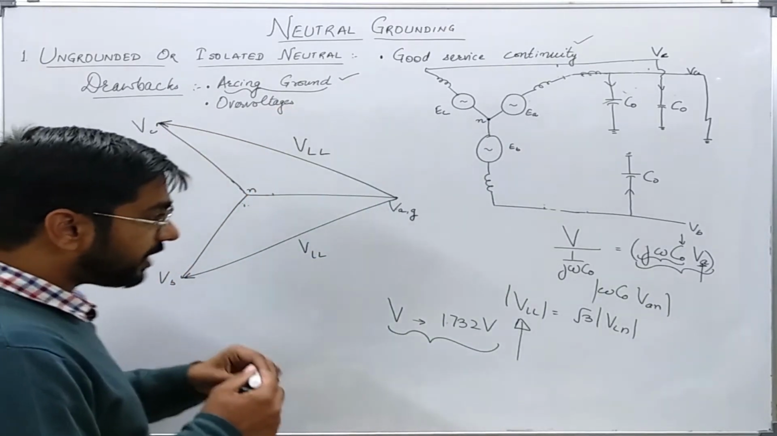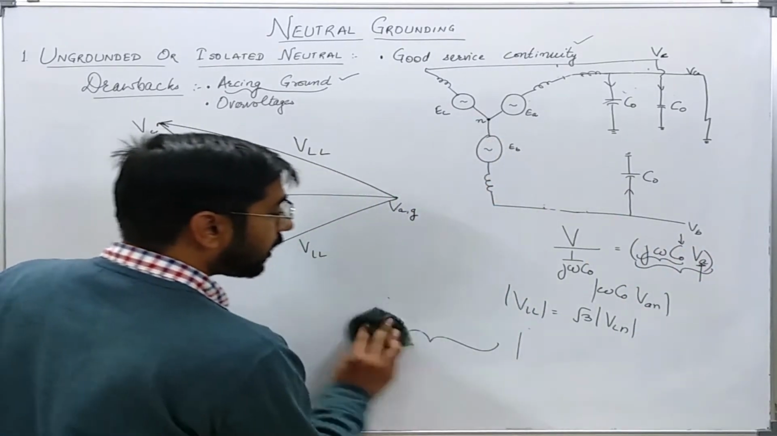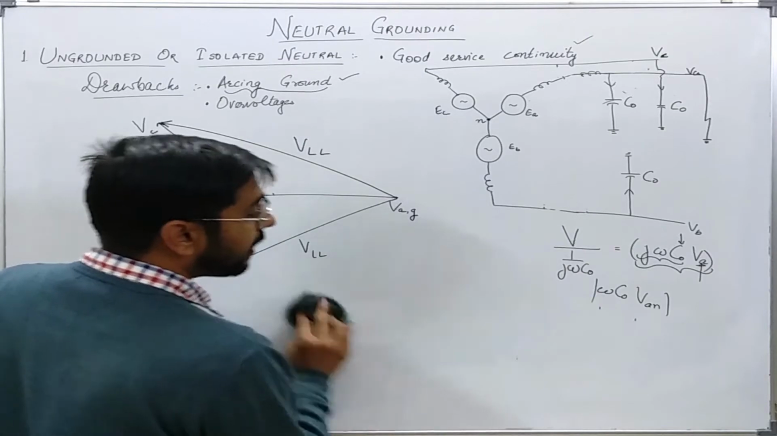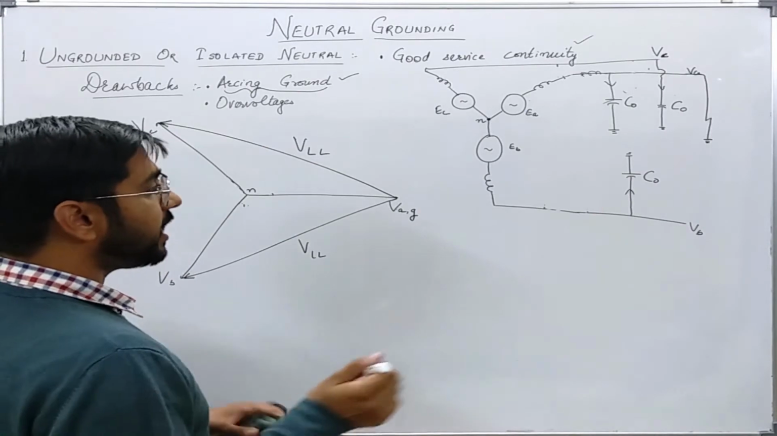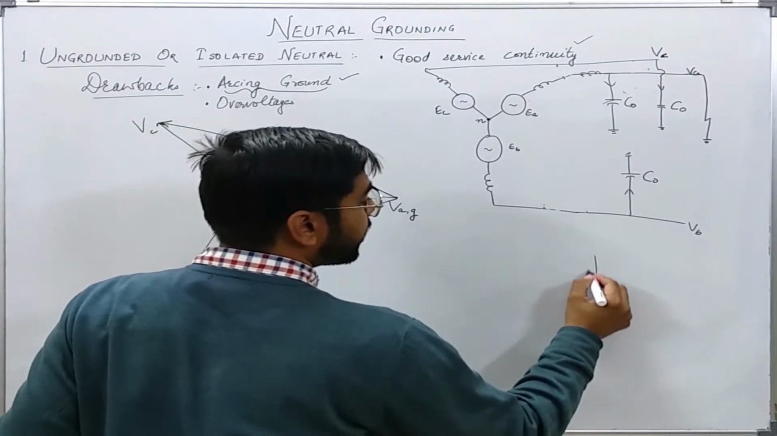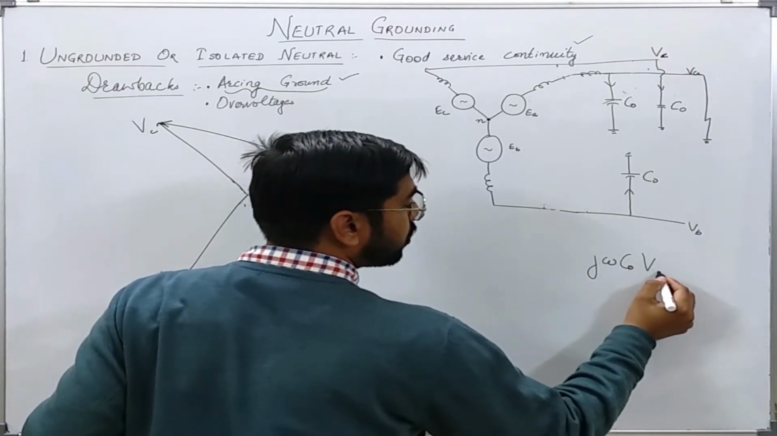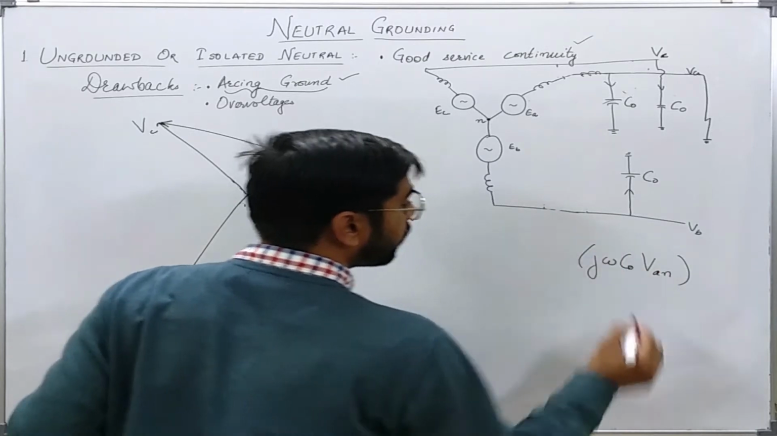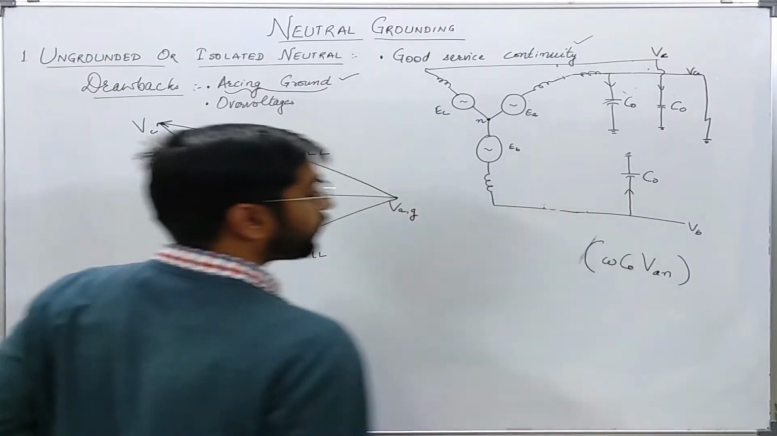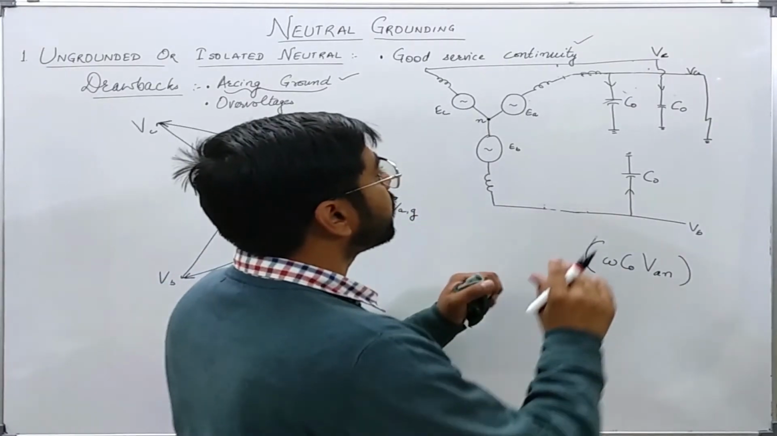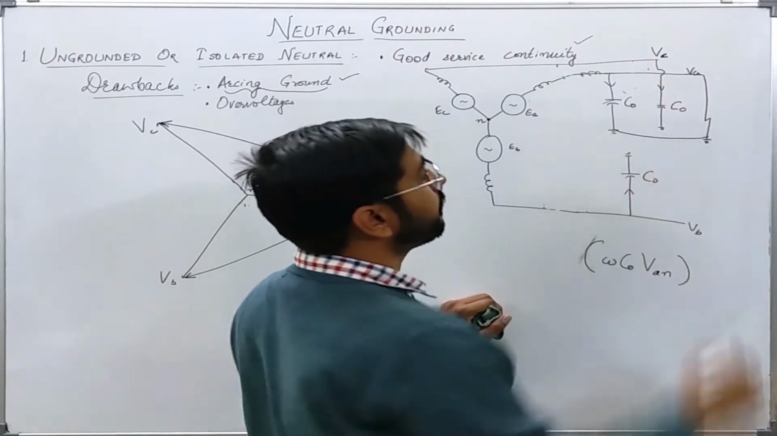Now we will also see what will be the value of the fault current. Let us see what will happen to the fault current. Initially, what was the current in each phase? It was equal to j omega C naught times V phase to neutral, or VAN, and the magnitude was just like this. Now you see that A is grounded, so this capacitance is short circuited.